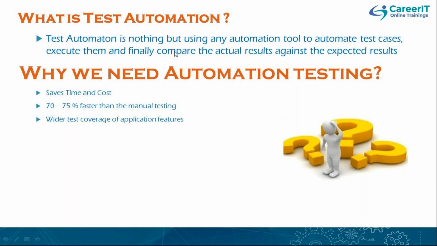Suppose I take an e-commerce website, you can automate the home page, search results page, product details page, shopping cart page, checkout page, my account page, all pages you can automate. Okay. Next one, reliable results. The results which we are going to get once the automation execution is done will be very reliable.